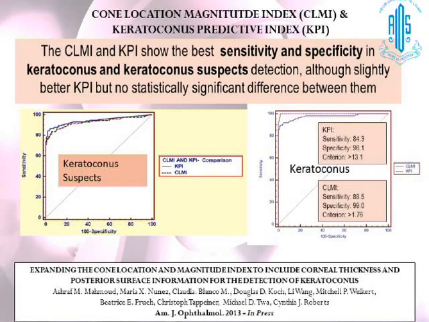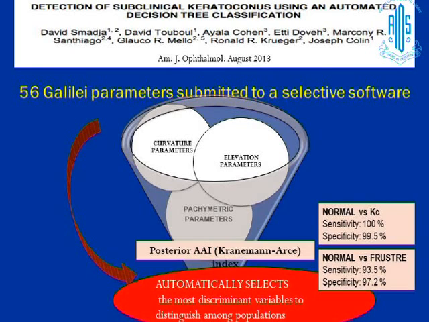Cone location magnitude index, that is CLMI, and KPI, that is keratoconus prediction index, are more or less the same. They will give you more or less the same picture, and both are comparable and will give you more or less the same data. Now, there are 56 Galilei parameters which are used, that is curvature parameters, elevation parameters and pachymetric parameters, to come to a conclusion and give you the index. We can say that is KPI, K probability, or cone location magnitude index. So basically it's not a single parameter which has been used. The software uses multiple parameters to come to a conclusion, and that's how it is going to look.